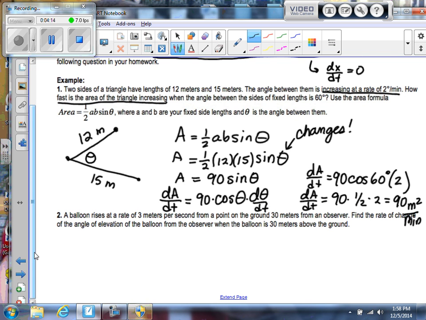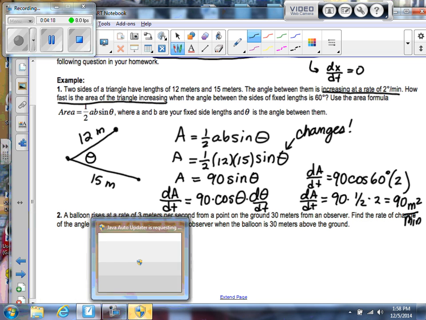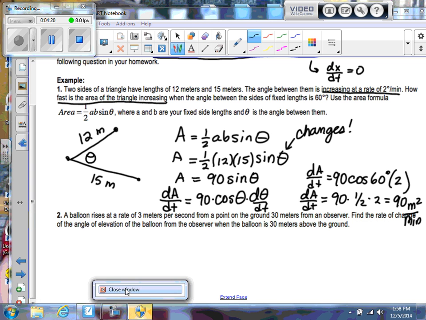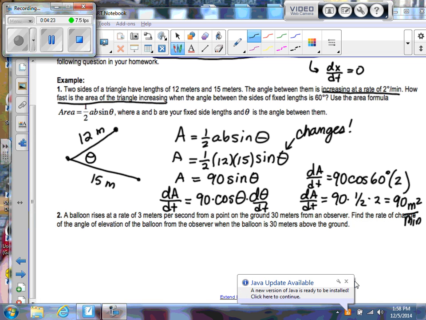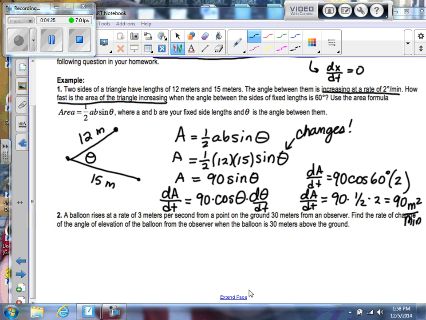All right, the next one. So it says a balloon rises at a rate of 3 meters per second from a point on the ground 30 meters from an observer. Okay, so we need to draw a picture. Most of these you will need to draw a picture, right?